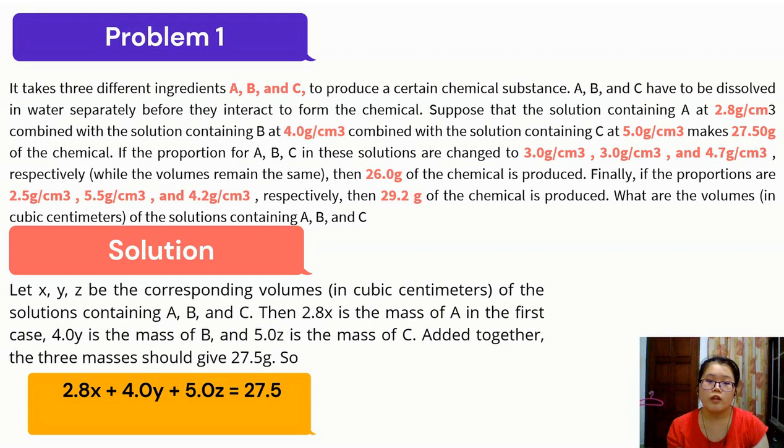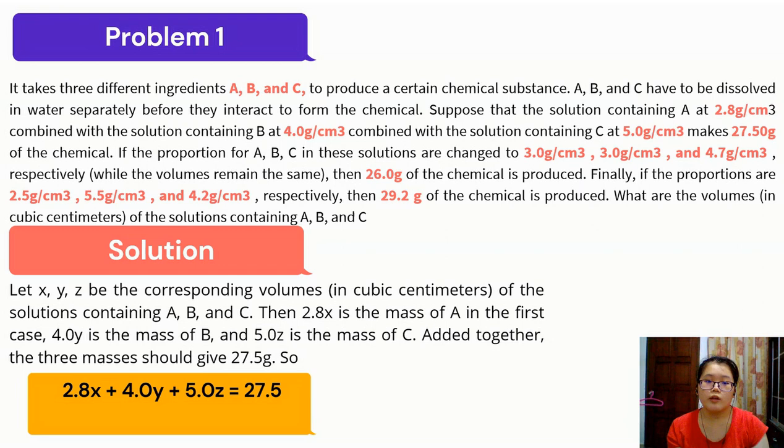The second equation is if the proportion for A, B, C has been changed to 3.0 grams A, 3.0 grams B, and 4.7 grams C in order to produce 26.0 grams of the chemical. This becomes the second equation. Lastly, 2.5 grams of A, 5.5 grams of B, and 4.2 grams of C in order to produce 29.2 grams of the chemical. This problem wants us to find the volume of the solution containing A, B, C.